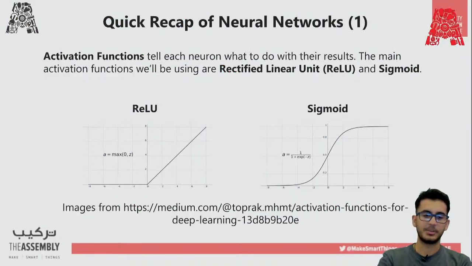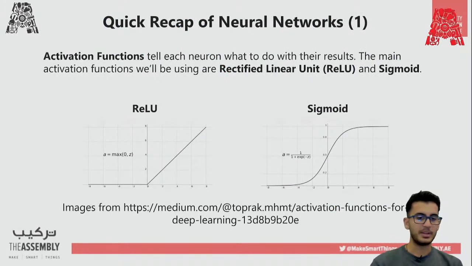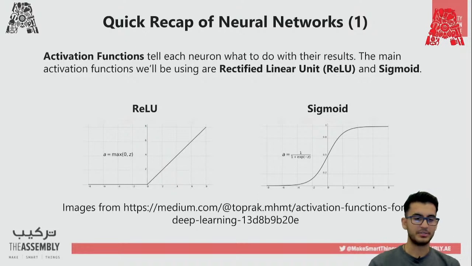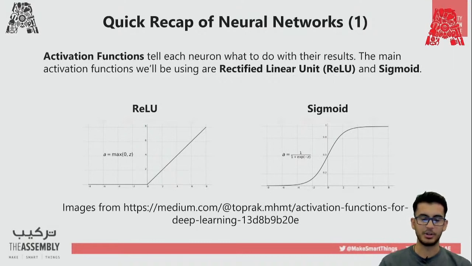So let's actually talk about the activation functions we're going to be using in today's workshop. We have two main things we're going to look at, ReLU and sigmoid. And remember that the activation functions tell each neuron what to do with the result. The ReLU activation function returns the maximum value of 0 and the output of that neuron. So if you have anything negative, it's going to be pushed to 0, and anything positive will keep its value.